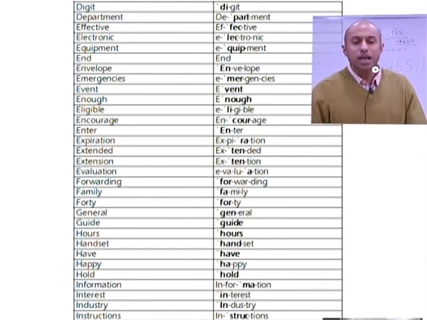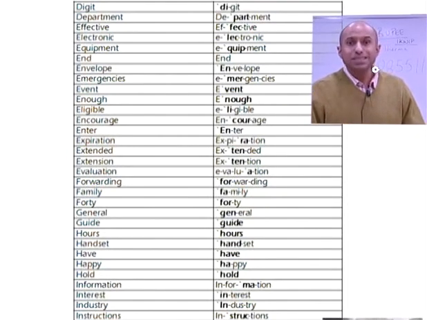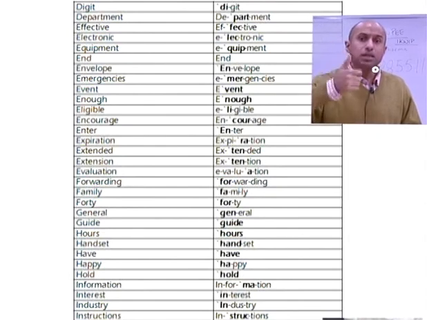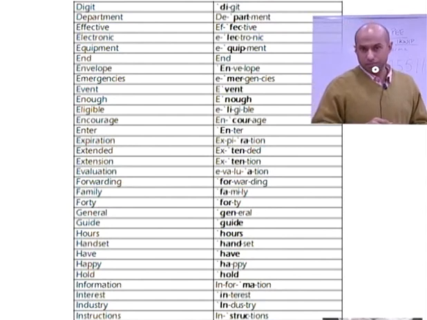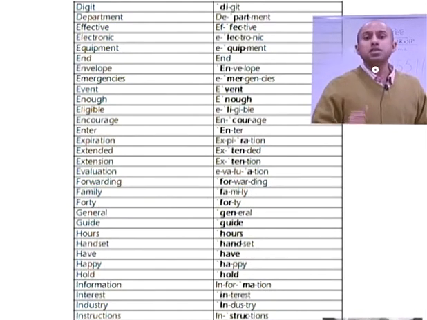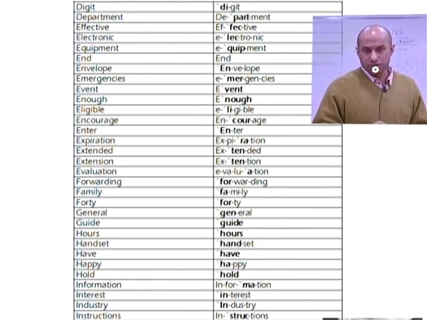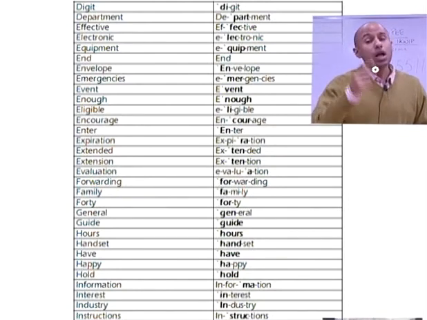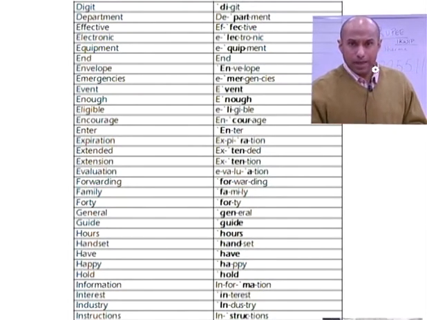Yes, next one is encourage. Cour gets the stress. Encourage. Yes, he encourages me. Our principal encourages participation of each student. I need to encourage the students to read in English. Encourage.